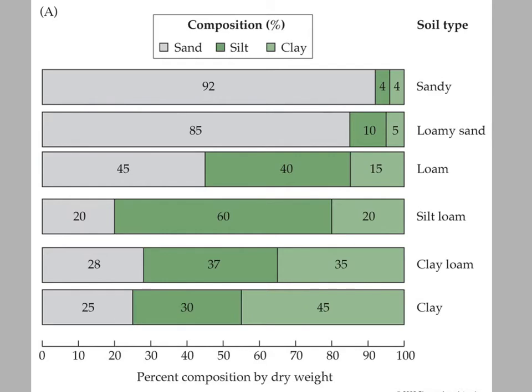If there's a little more silt and a tiny bit more clay, it's loamy sand. A loam is approximately, I used to think it was approximately an equal mixture. Actually, that's a clay loam according to this graph.